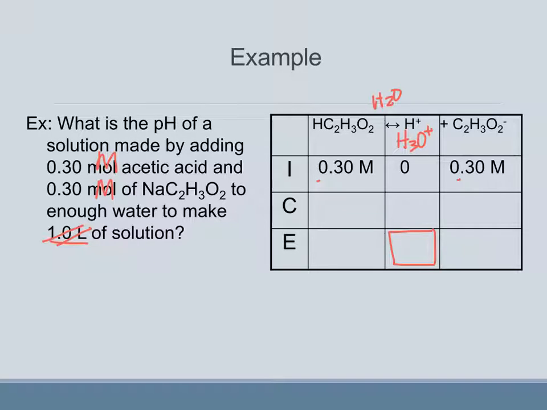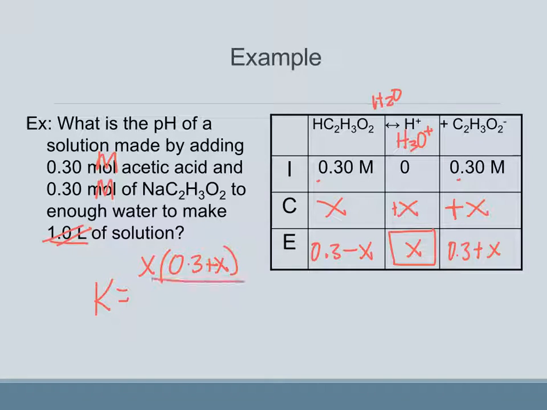What we're going to do is change by some factor of x. Now we need to remember which ones are positive and which ones are negative. It doesn't indicate it here, but we can see a 0, so we know that we have to add x on this side. So we have x, and we have 0.3 plus x. And over here we have 0.3 minus x. And when we take our K, we will have x times 0.3 plus x over 0.3 minus x.